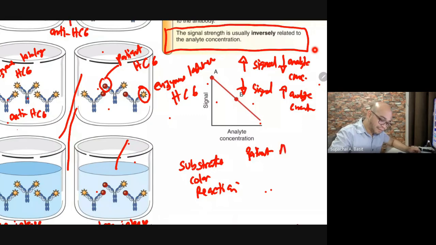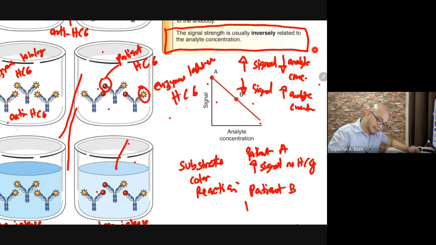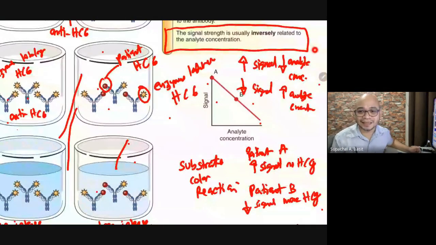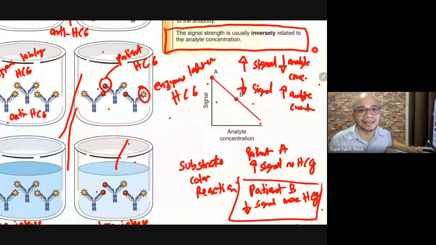Patient A has higher signal because patient A doesn't have HCG. Patient B has less signal because patient B has more HCG. And who is pregnant? Is it patient A or patient B? So patient B is pregnant.